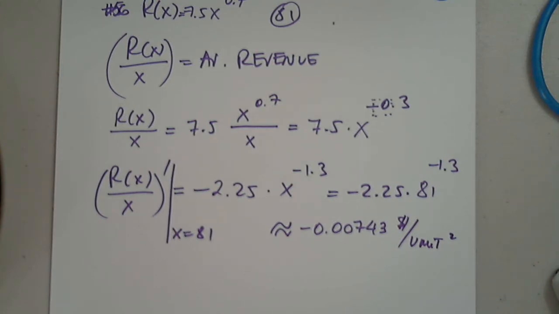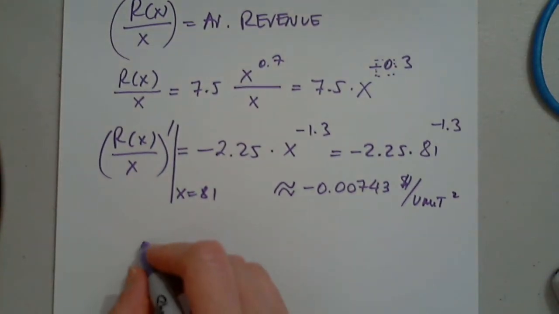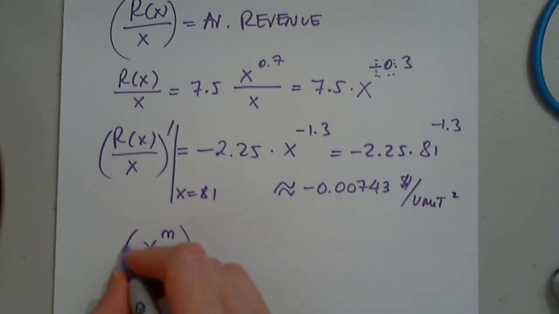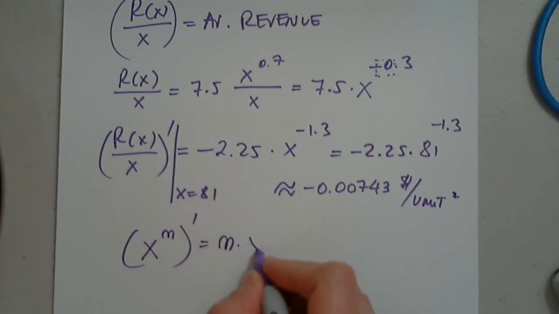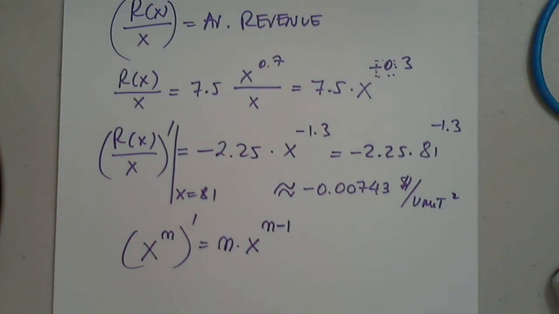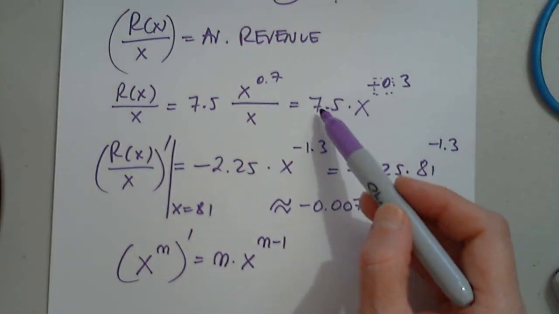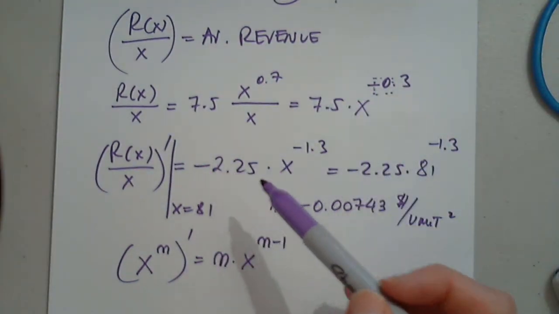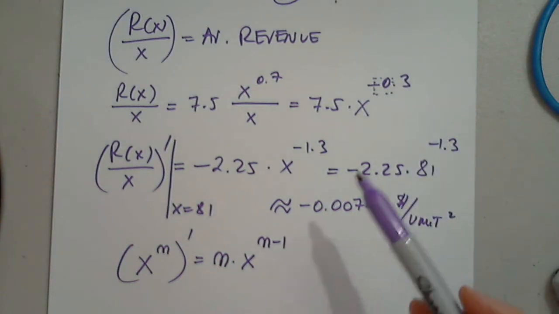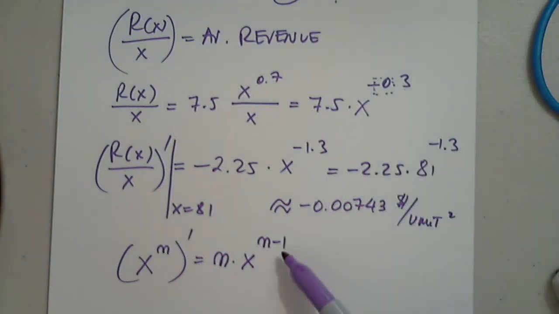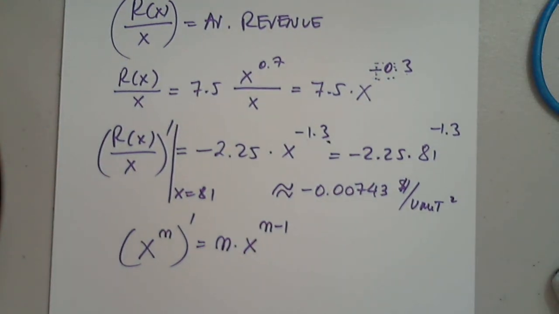Very good pick. I have a quick question. Sure. How did you get from negative 0.3 to negative 1.3? Okay. X to power n prime is n times x to n minus 1. So when I bring the power in front and multiply by this number, I have to subtract 1 from the power. From negative 0.3, I subtract 1, I get negative 1.3. Got it. Thank you. You're welcome.